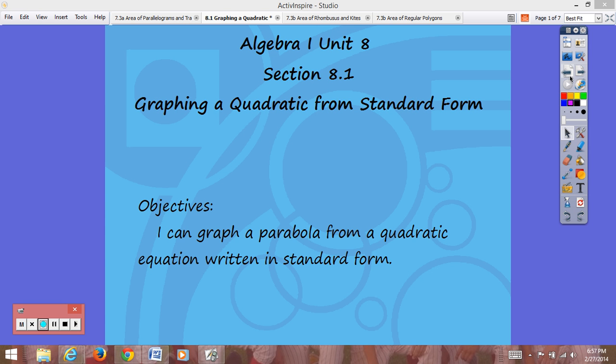So the topic of today's video is graphing a quadratic equation in standard form. Our objective is I can graph a parabola from a quadratic equation written in standard form.